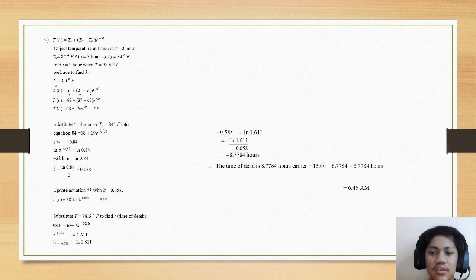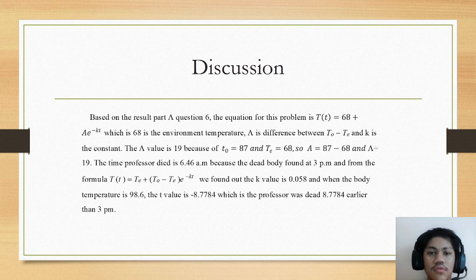So the time of death is 8.7784 hours earlier than 3 p.m. So we subtract and we got 19.7784. We divided by 12 hours to get the exact time, and we got 6:46 a.m. So I will continue to the discussion.